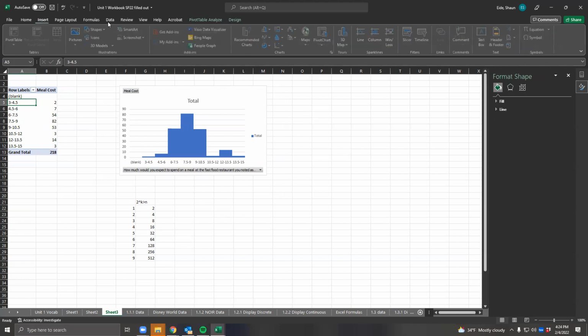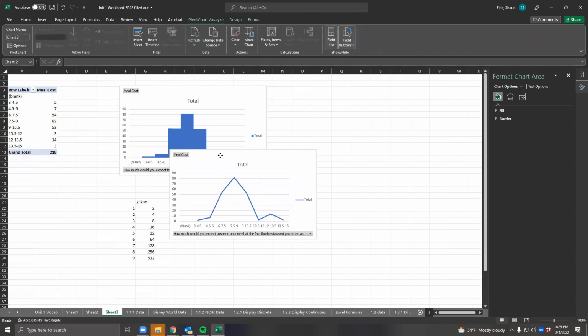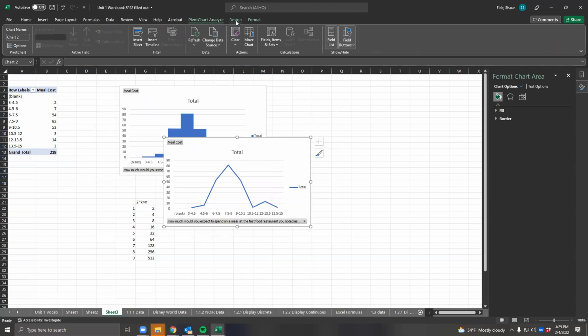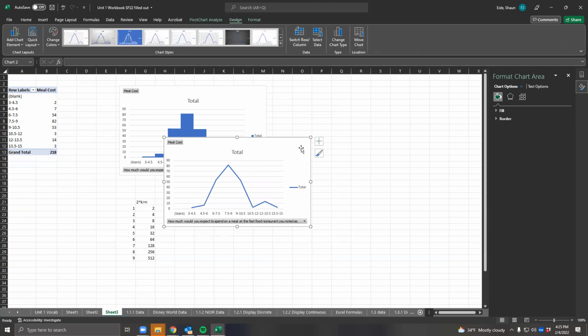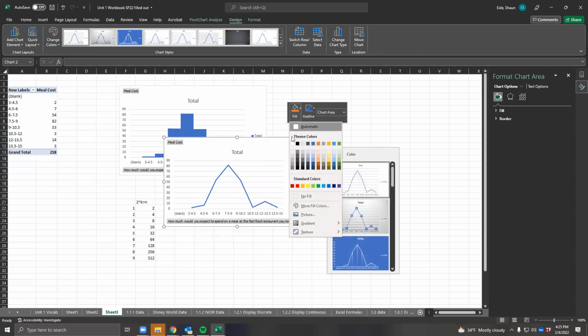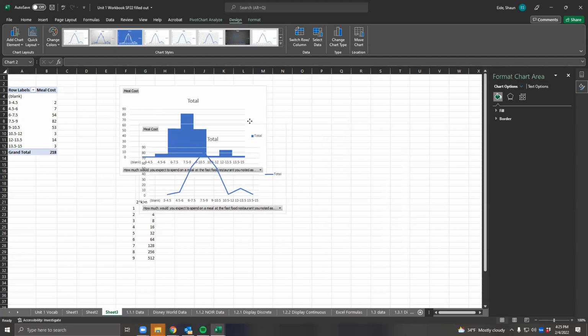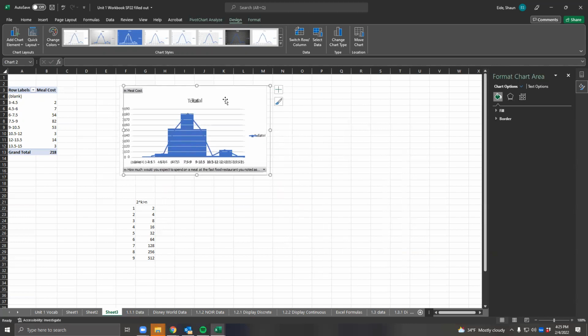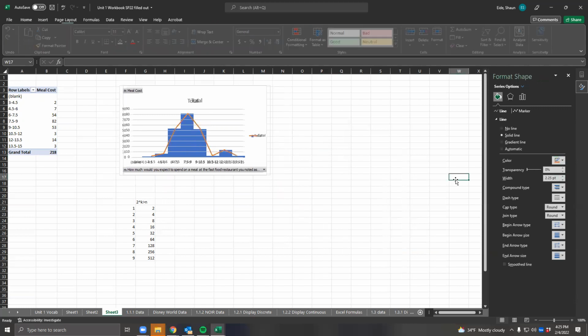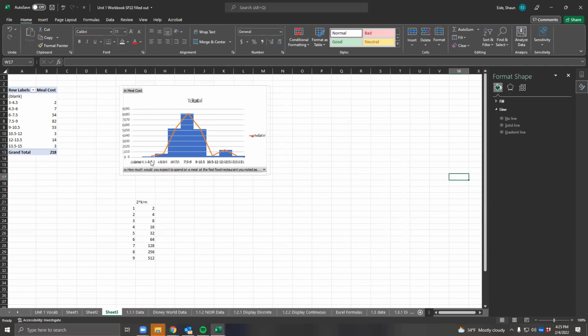You do insert frequency polygon, and all that it does, let's make this transparent. No fill. Okay, so you'll see right here, I'm going to put these right over the top. And what it does is it goes to the midpoint. There we go. And then, so you'll see it goes to the midpoint of each one when you do a frequency polygon.